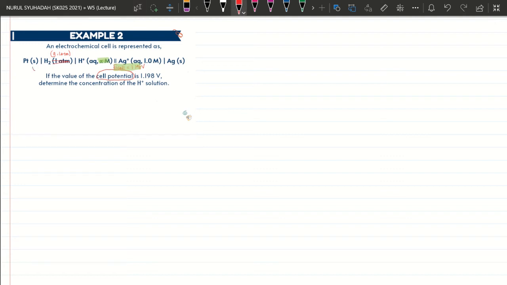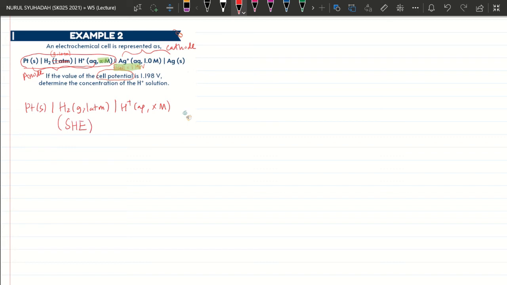So, on our left hand side over here, this is our anode. And on the right hand side over here, this is our cathode. What you need to see over here is Pt solid, H2 gas 1 atm, and then H+ aqueous x molar. So this is actually the equation for your SHE. Okay, why do I highlight this?